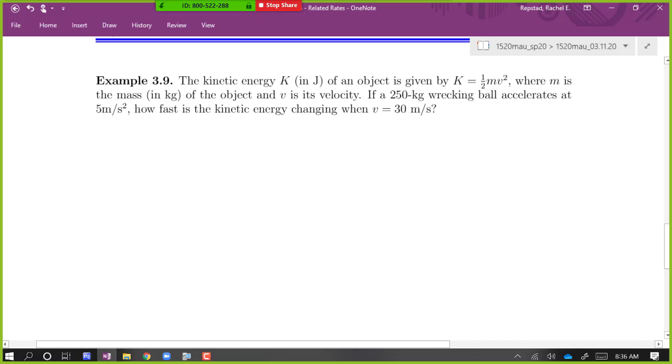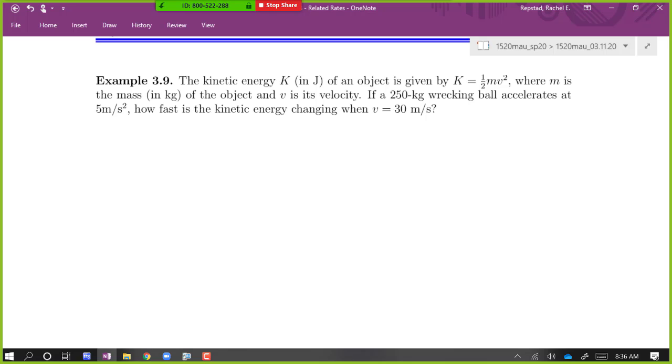Let's just read through this. They say that the kinetic energy in joules of an object is given by K equals 1/2 mv squared, where m is the mass in kilograms, v is its velocity. They say we've got a 250 kilogram wrecking ball, accelerates at 5 meters per second squared. How fast is the kinetic energy changing when v is equal to 30 meters per second?